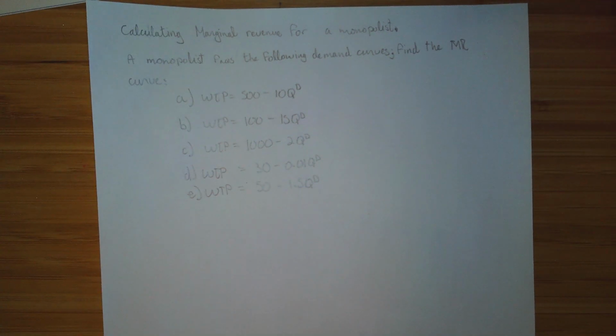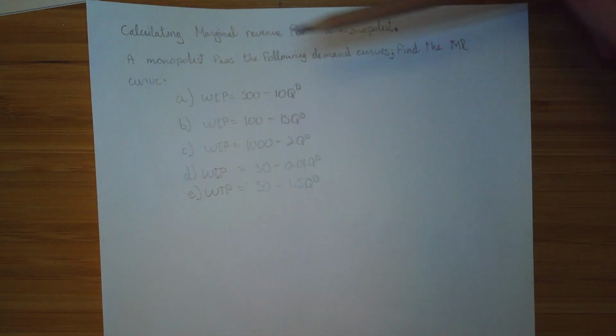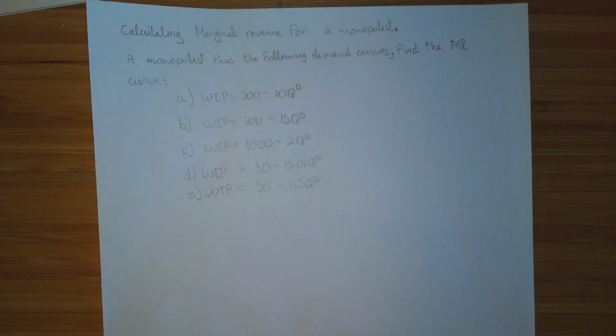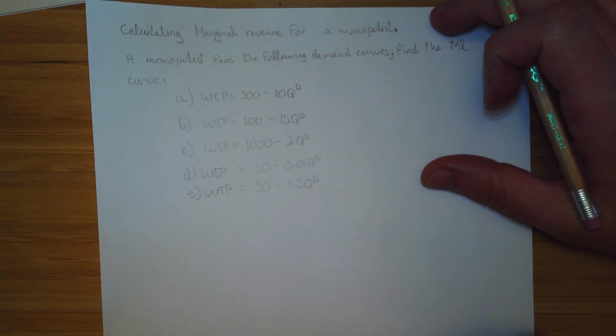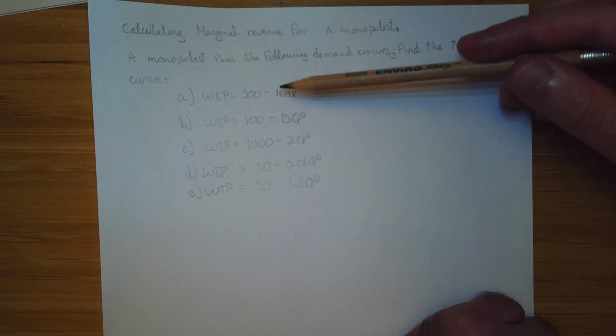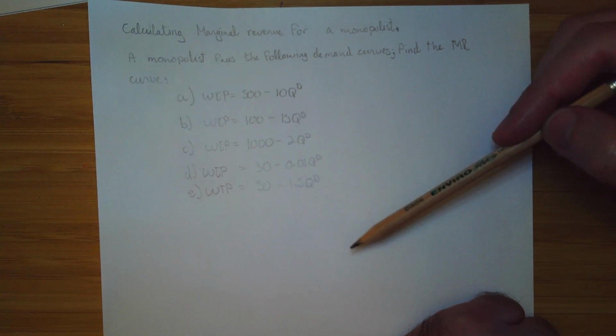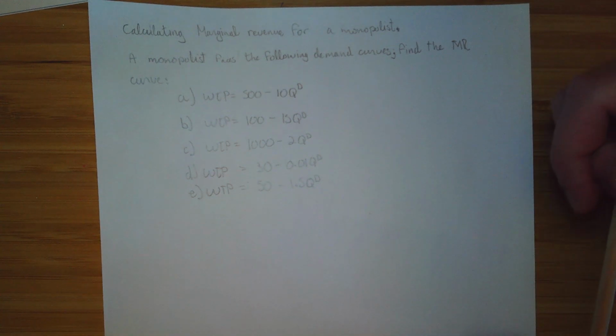Okay, so here I gave you the demand curve that 5 different monopolists face, and I just asked you to calculate the marginal revenue curve for these monopolists. So you should do that by yourself. And as a reminder, before you start doing it by yourself, it's pretty straightforward. The marginal revenue is exactly the same thing as the demand curve, and we just double the slope.